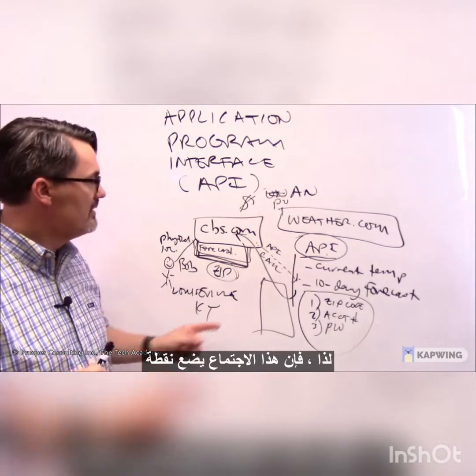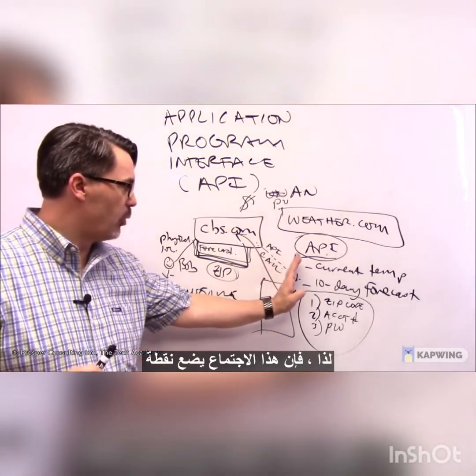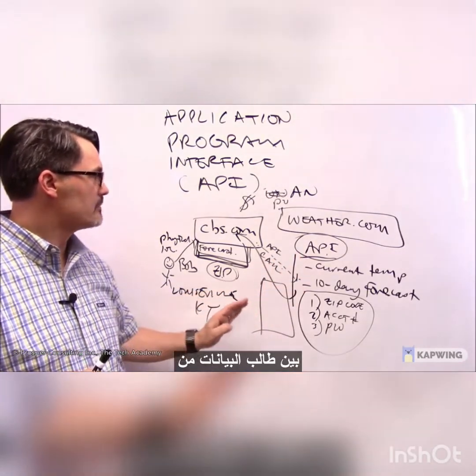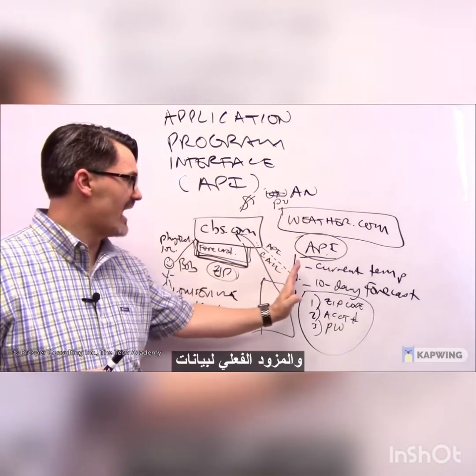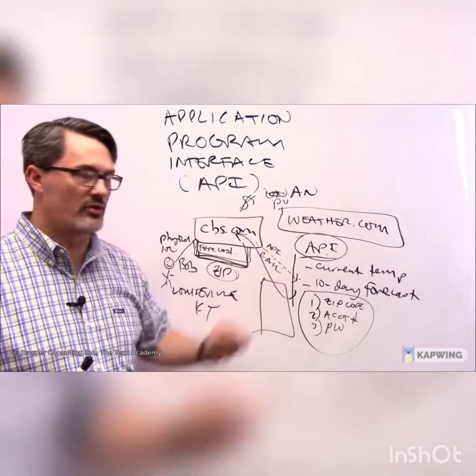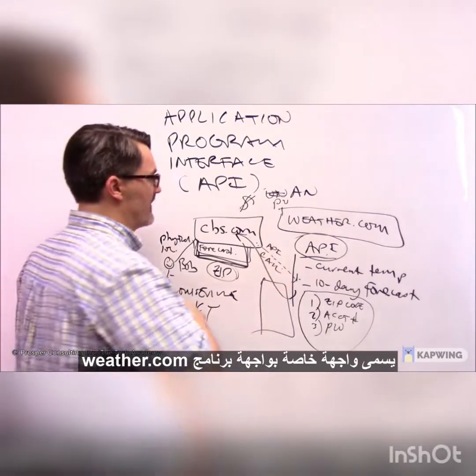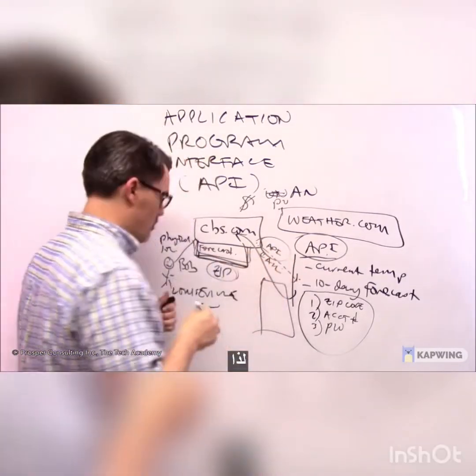So this meeting place, this point of contact between a requester of data from Weather.com and the actual provider of the data, Weather.com, is called an interface, specifically an application program interface.